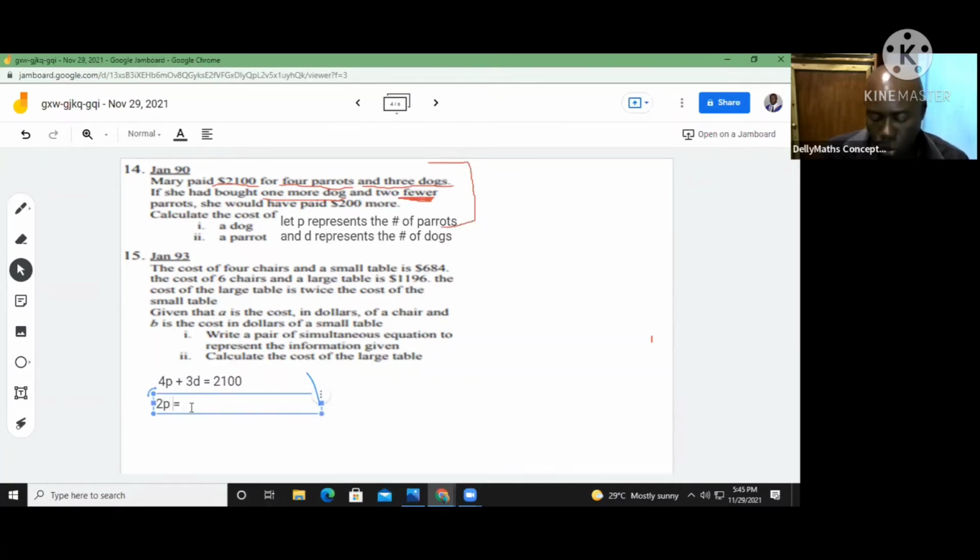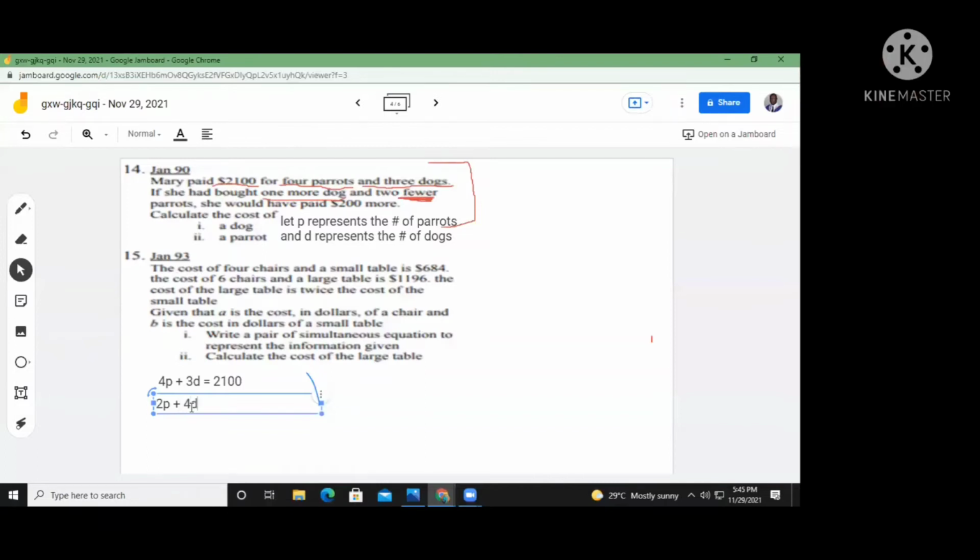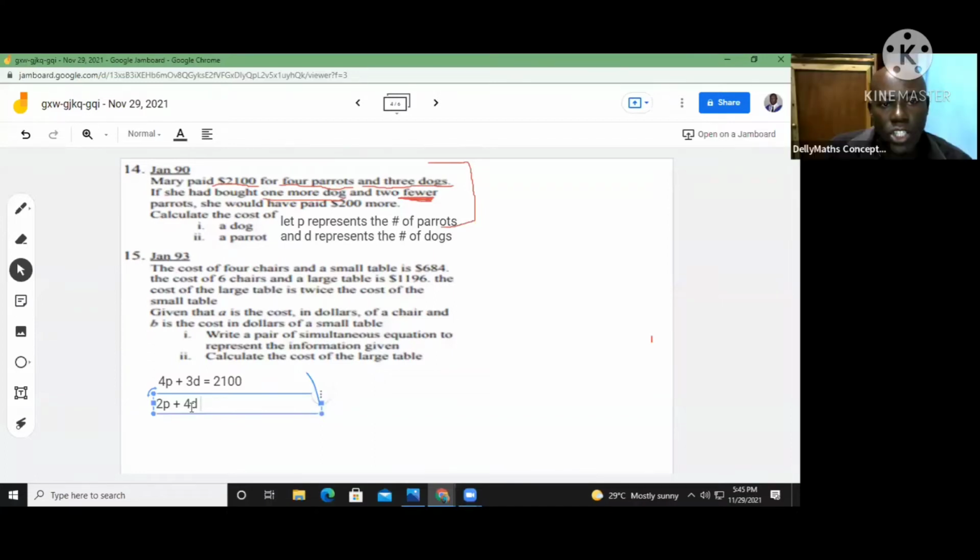Plus 1 more dog. So there were 3 dogs in the beginning. So it's now 4 dogs. They are saying that she would have paid $200 more. So it's going to cost 2,300. There it is.